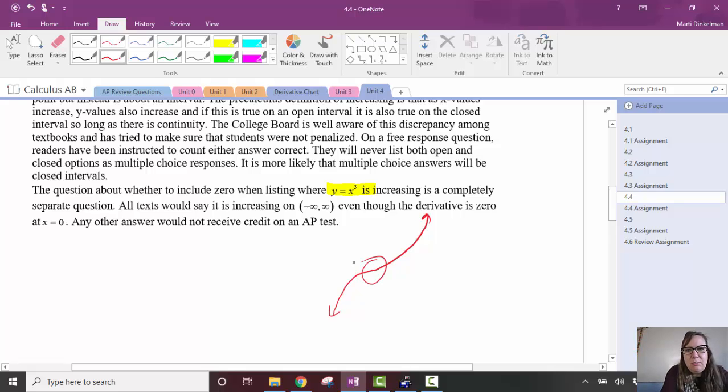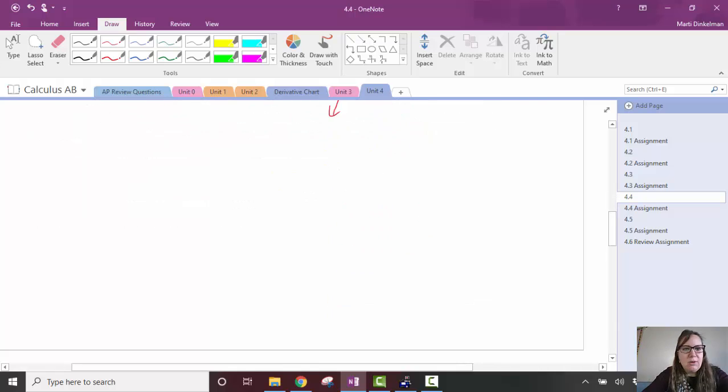Even though there is a little blip there, and we would find that the derivative is 0 right there. So there's just a little bit of, I don't know if it's confusion, but maybe some mathematicians prefer to say that it's not increasing at that particular location, but some textbooks like to say that it's always increasing. So they're not going to really trick you on that particular one, but we'll kind of talk about interval notation as we're going through here.